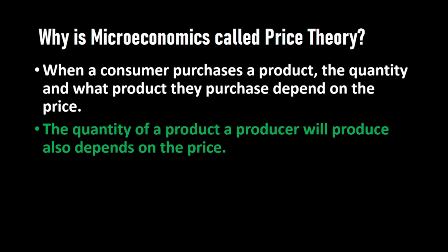The quantity of a product a producer will produce also depends on the price. It basically depends on input price because when input price increases, production decreases, and when input price decreases, production increases because every firm or producer wants to produce at lower cost.